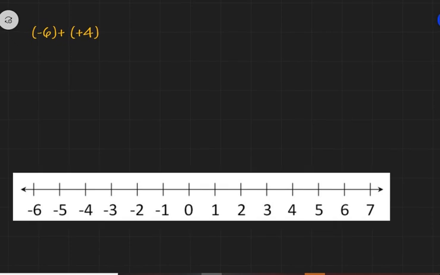Minus 6 plus 4. Again, we will locate. We are always at 0. We will say we are at the number minus 6 because minus suggests that we have to move left. Now, we have to add plus 4. Plus 4 suggests where will we move? Towards the right. So, we will move 4 steps towards the right. So, this is 1, 2, 3, 4. We will reach at minus 2. Okay? So, the answer we will get is minus 2.